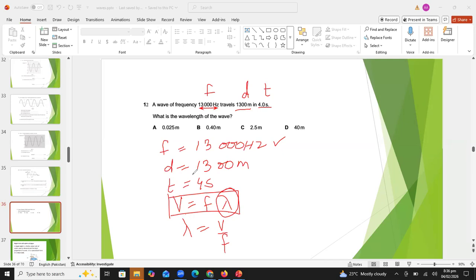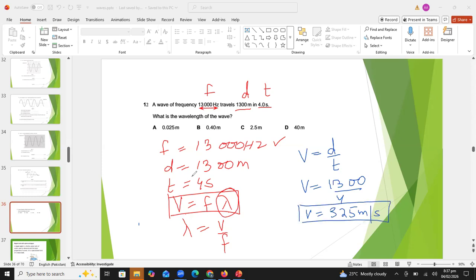So can we calculate speed, students? How can we calculate the speed? We will use the formula speed is equals to distance upon time, as I told you in previous slides. So speed is equals to distance is 1300 and time is 4 seconds. So 1300 divided by 4. What we will get, everyone? 325 meter per second is the speed of this wave.